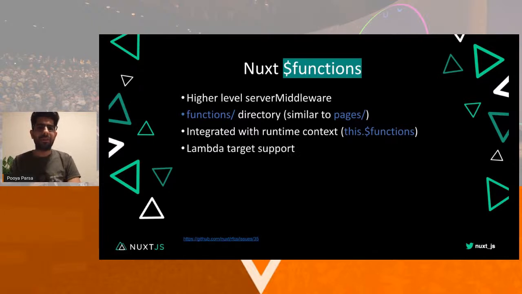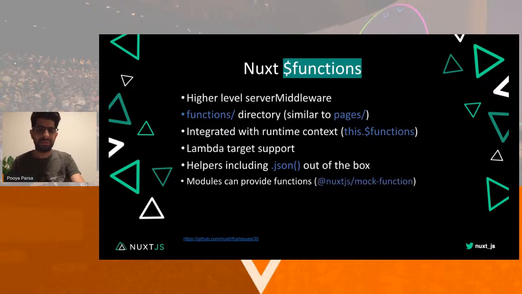It is optimized for Lambda targets, which is another cool feature we are currently investigating. So basically, if you create your API using functions and then deploy somewhere like AWS or Netlify, it's already supported. You don't need to worry about packaging. And finally, out of the box, it supports helpers like res.json, so you don't need to write your own or use Express.